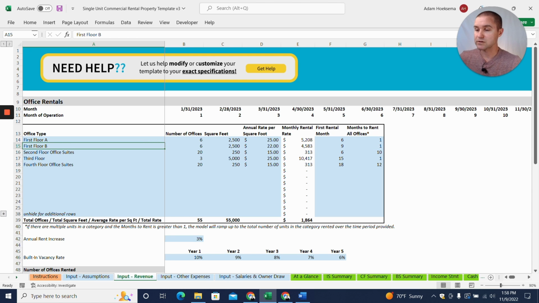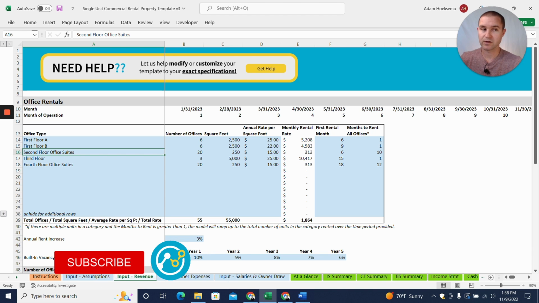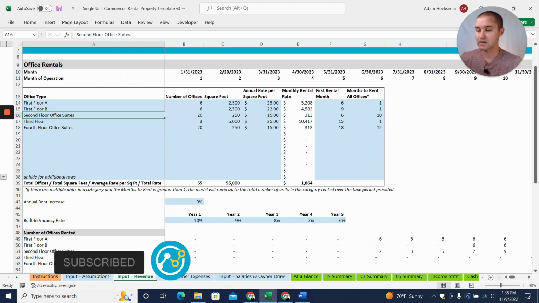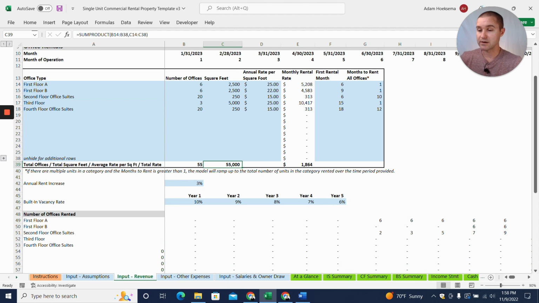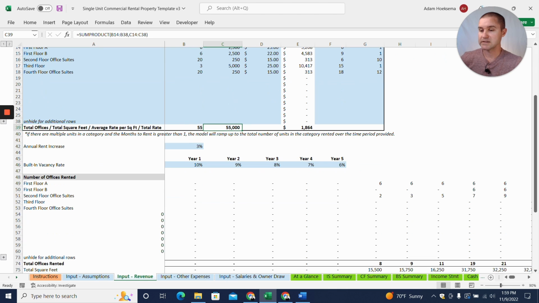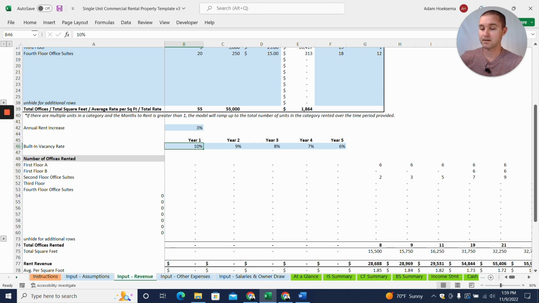All right, so then we'll have first floor B, second floor office suites. So you can get the idea. You have a different number of offices, square foot available, and our rate. So overall, we'll see that we've got 55 different available office units that we could rent out, totaling 55,000 square feet of rentable space. We can enter in an annual rent increase. And then we're going to build in a vacancy rate. So we're just going to assume that we're always probably going to have some vacancy, and here's where you can enter that in by year.